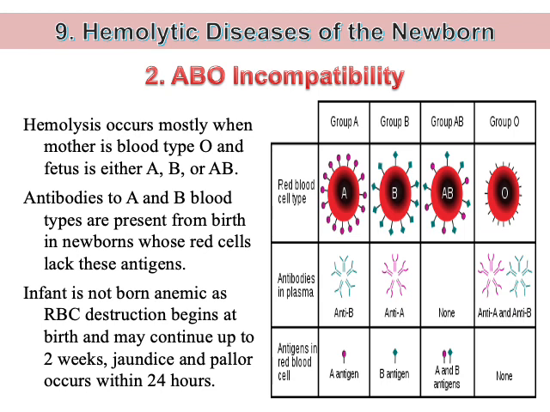The infant is not born anemic. As RBC destruction begins at birth, it may continue up to 2 weeks. Usually, jaundice and pallor occur within 24 hours. Again, that is pathologic jaundice. Remember also that these antibodies are large IgM class. They do not cross the placenta. Breastfed babies also show more jaundice than bottle-fed ones. It's because of the pregnanediol as explained in the previous slide.